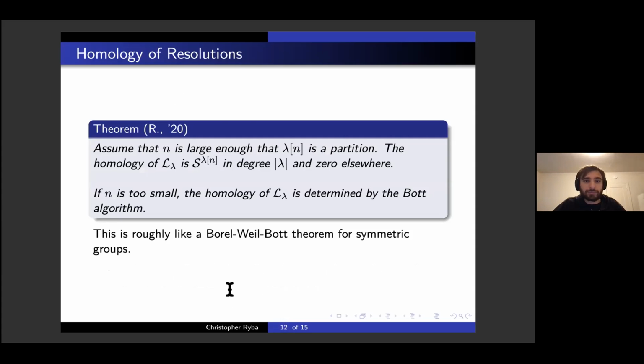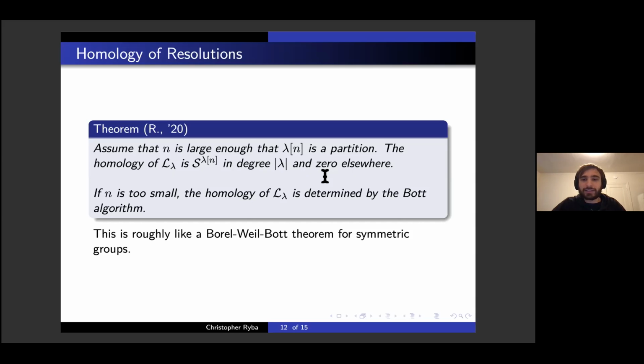So the theorem that I want to mention is precisely about the homology of this complex. If n is large enough such that lambda[n] is a partition, then this behavior is actually general. This complex which I defined gives me the Specht module associated to lambda[n] in degree 0. I guess 0 here I'm taking to be the far left of the complex, and in degree lambda.